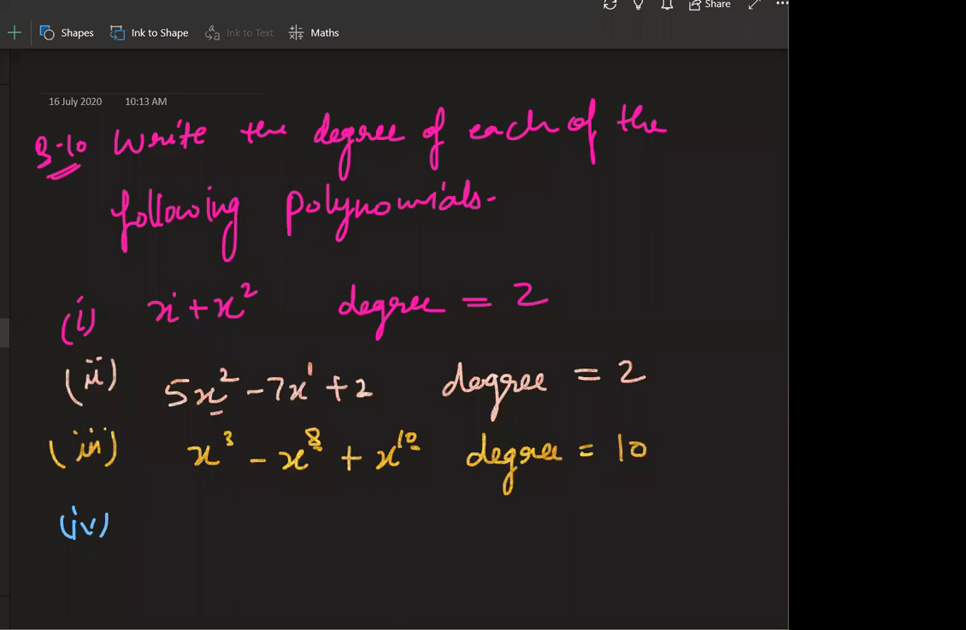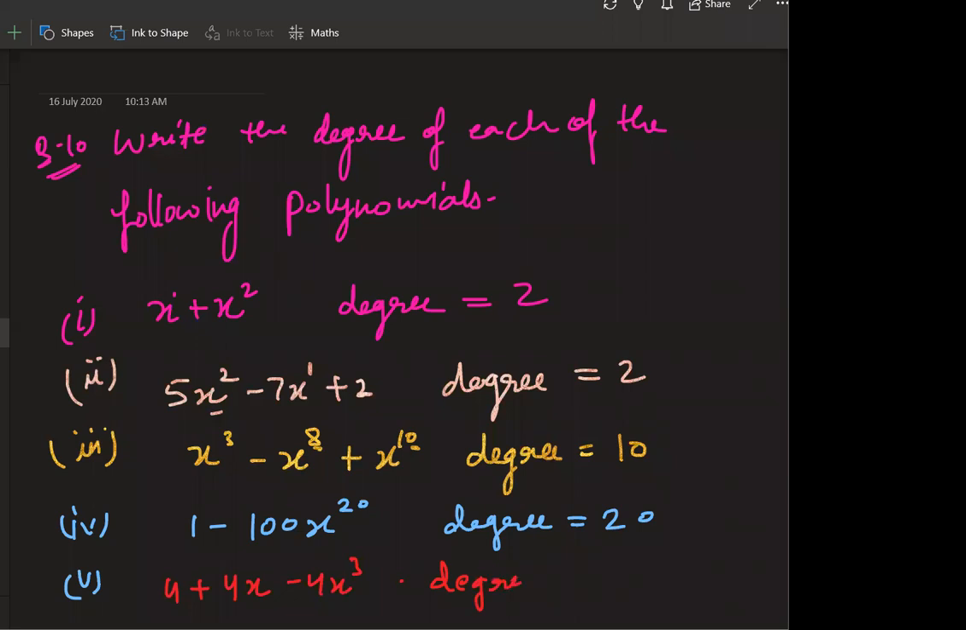1 minus 100x raised to power 20. So what is the degree of this polynomial? Highest power is 20. So the degree is 20. Fifth, 4 plus 4x minus 4x cube. So what is the degree of this polynomial? The highest power is 3. Okay. So the degree is 3.